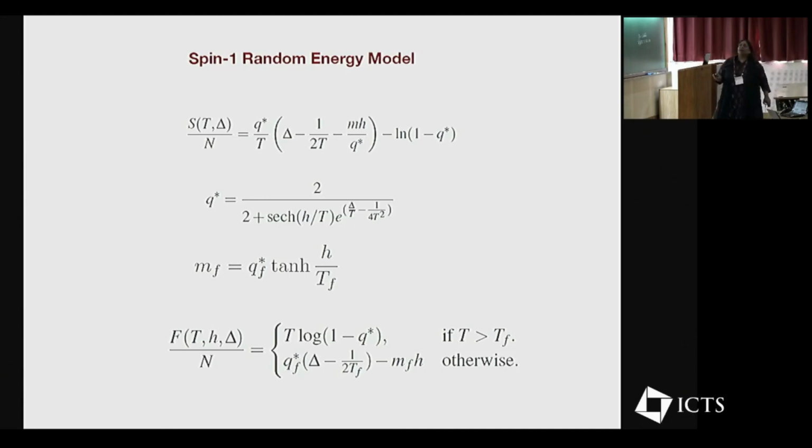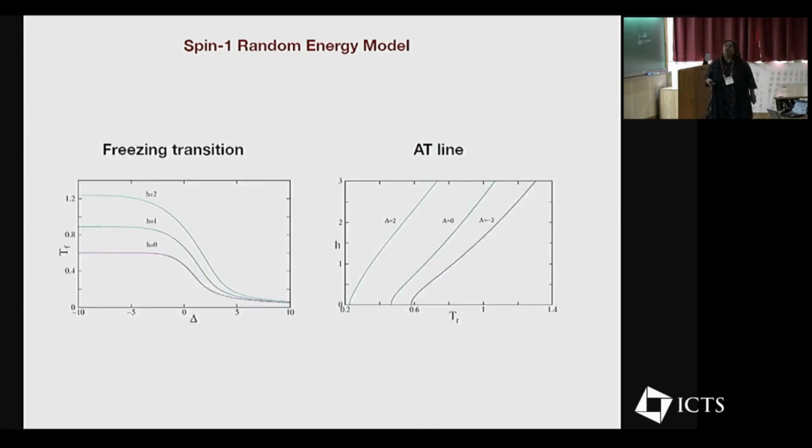So this is the entropy of the system with the value of Q star, which is the fraction of plus minus 1 spins, and M, the magnetization, being given by this. And the free energy has the same form as before, just that the Q star now has the information of the field.